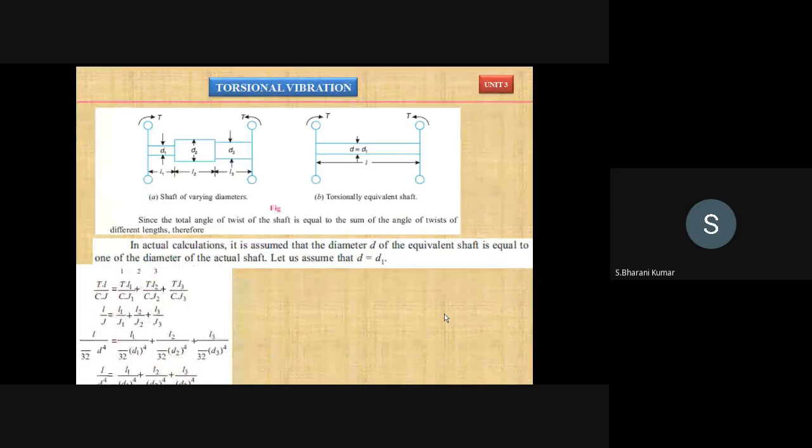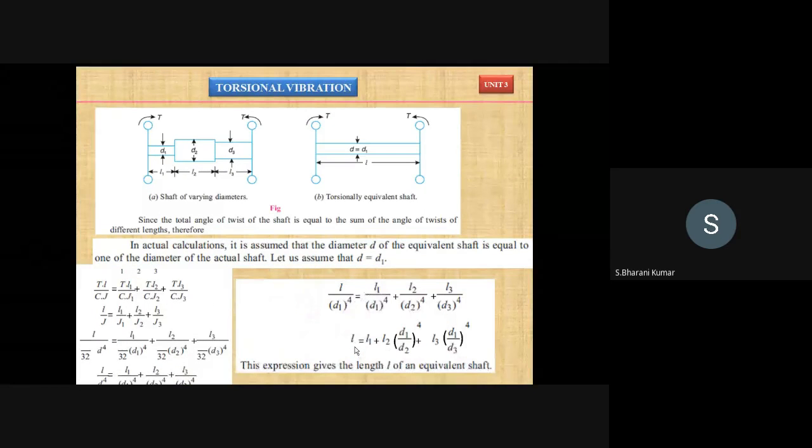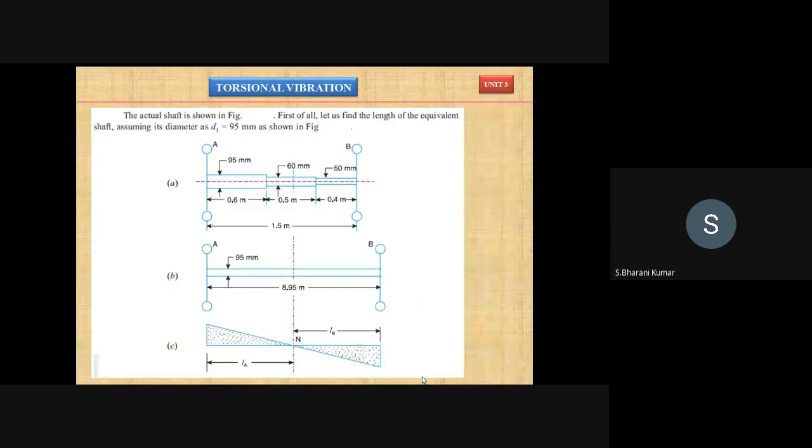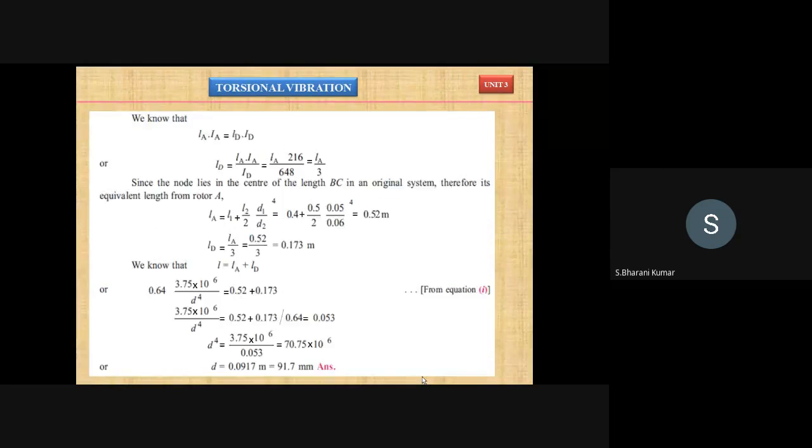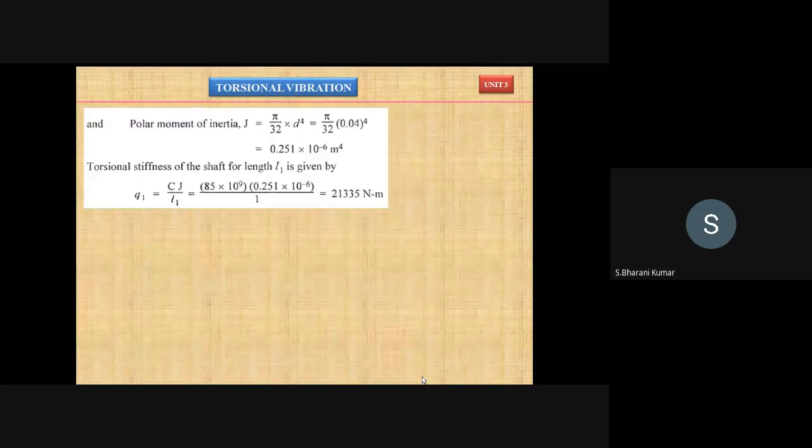So the formula will be rewritten like this, called the length of the equivalent shaft: L equal to L1 plus L2 (d1 by d2) to the power of 4 plus L3 (d1 by d3) to the power of 4. These are the formulas we are using for the length of the equivalent shaft, and the problems will be based on that. We have already seen these formulas.